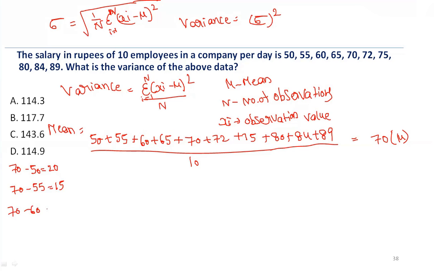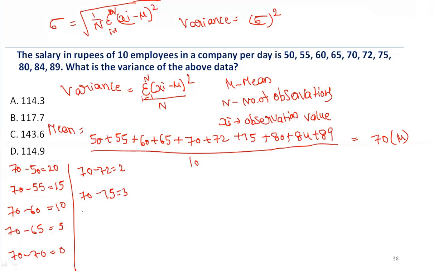Next, 70 minus 60, 10. 70 minus 65, 5. 70 minus 70, 0. Okay, 70 minus 72, it is 2. 70 minus 75, it is equal to 3. I'm not writing the negative values, guys. I'm just writing positive values because anyway we know that we are going to take the square. Actually it is xi minus mu, but I'm taking it as mu minus xi, because the negative sign will be ignored anyway when we square. That's the reason.